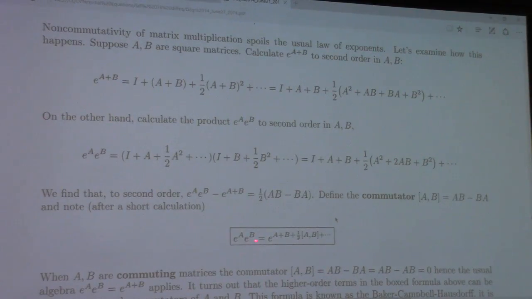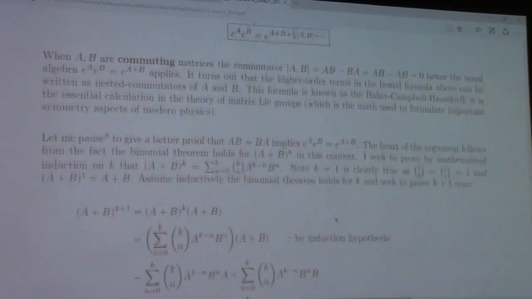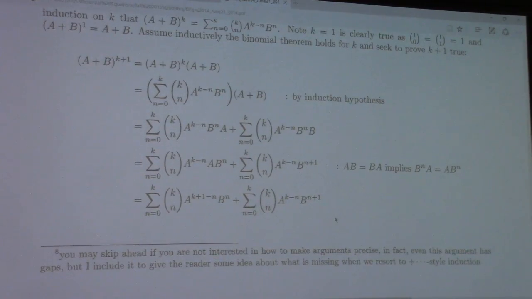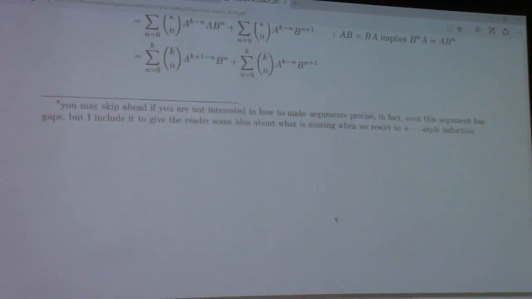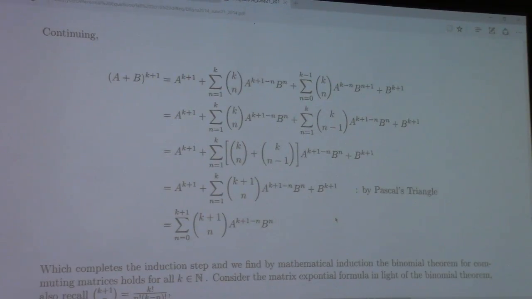So anyway, this is just the second order contribution to this correction to the law of exponents. This is the start of the Baker-Campbell-Hausdorff formula, which we don't need in here. I just wanted to mention this is a way I could derive it a little bit more cleanly. Also, here's the actual proof. In the case that A and B commute, you can prove the binomial formula. So here's a proof of the binomial formula for things that commute in all stupid inductive glory. I prove here the binomial theorem for when A and B commute.